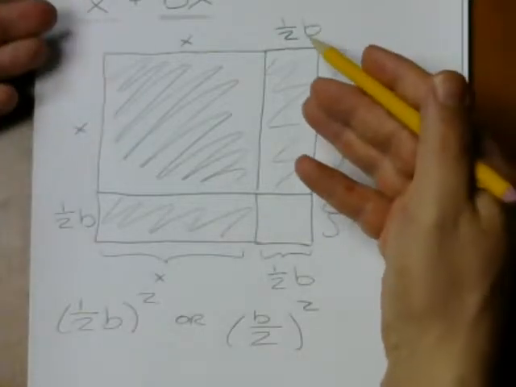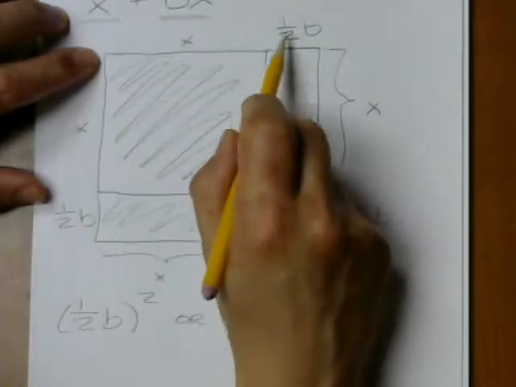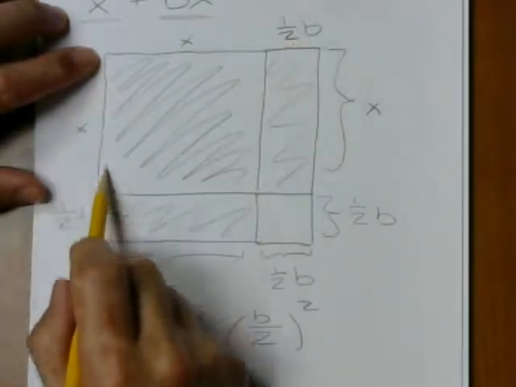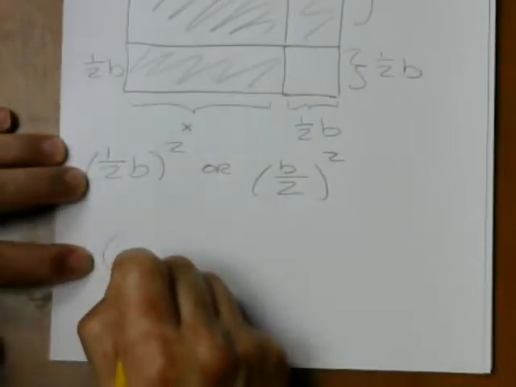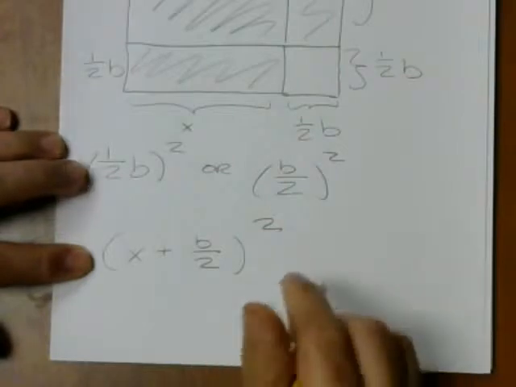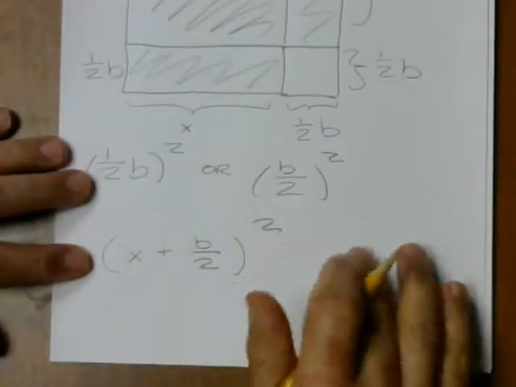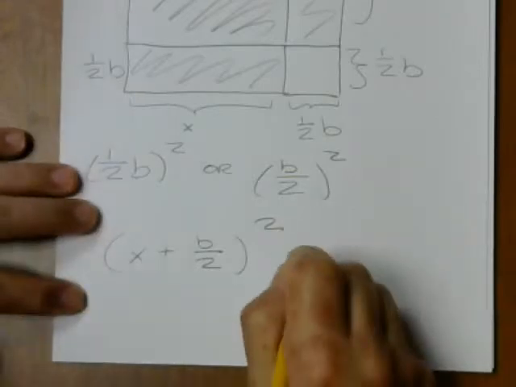It even tells us exactly what we're going to get when we're done, because this is going to be x plus b over 2. This is x plus b over 2. So once we're done, we're going to get x plus b over 2 squared. Of course, we're going to have to compensate because we added the b over 2 squared with a minus b over 2 squared.